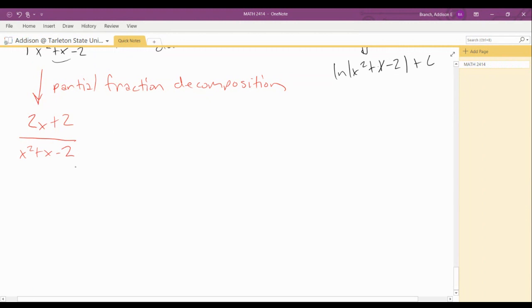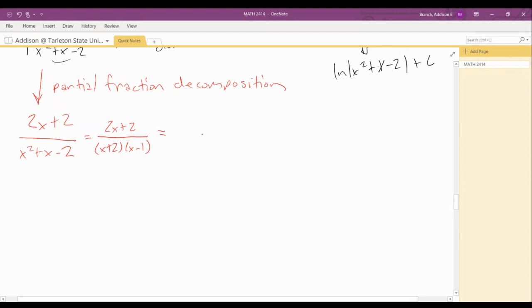Well, if we go ahead and factor the denominator, we can say that is equivalent to 2x plus 2 over x plus 2 times x minus 1. Now, we could always look to see if we can cancel anything out, but right now we cannot. So what we need to do is break this down into smaller fractions that are easier to integrate.